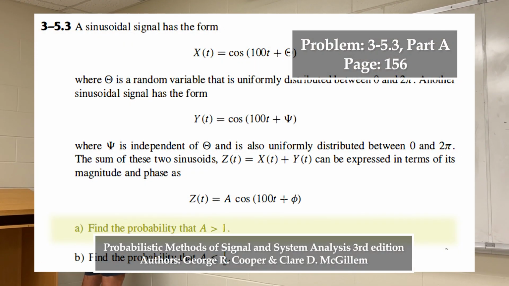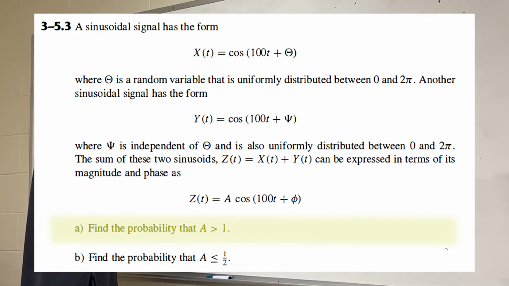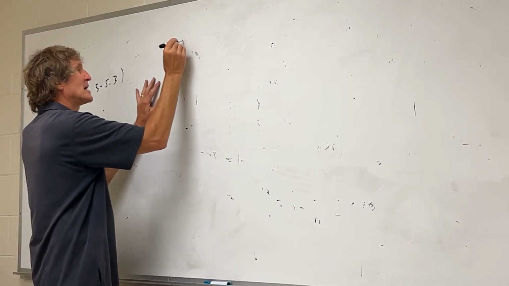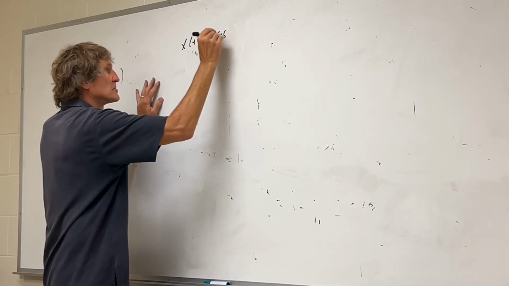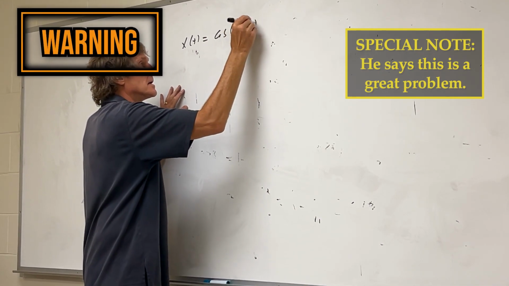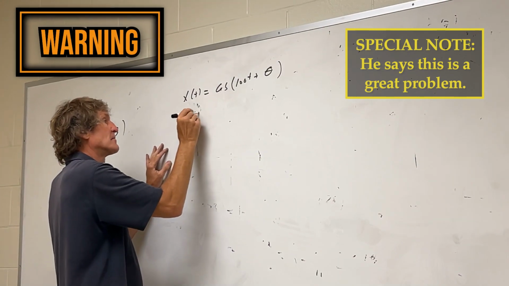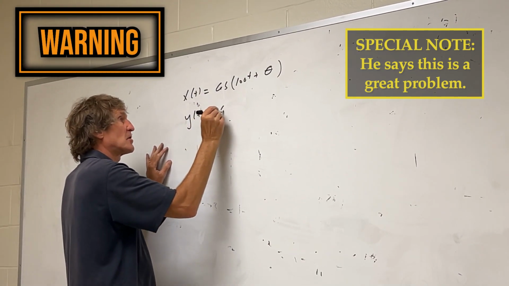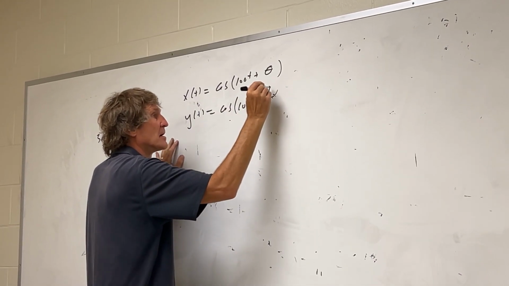All right, 3-5-3. You have a sinusoidal signal of this form. All right, here we go. We have x of t equal to cosine of 100t plus some phase angle. I'm just going to put psi there. And then we have y of t equal to cosine of 100t plus some phi. This is a real good problem.